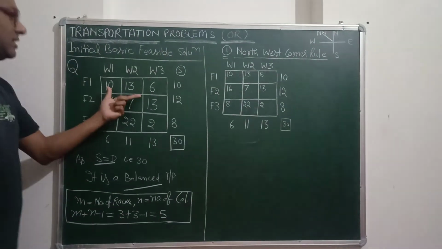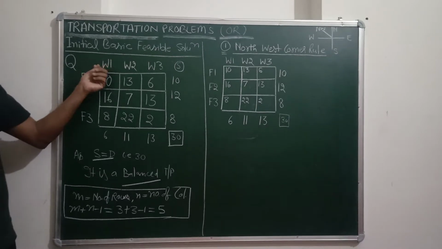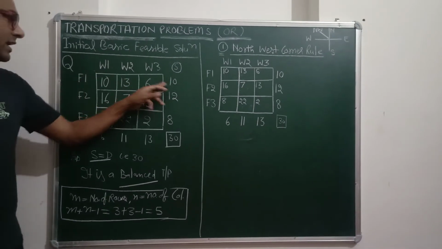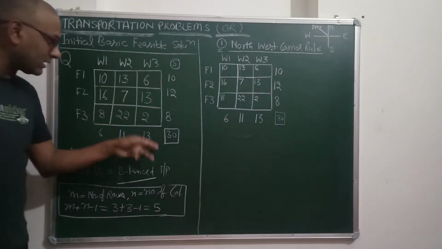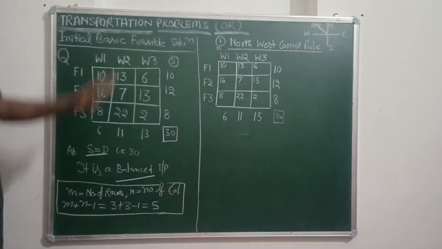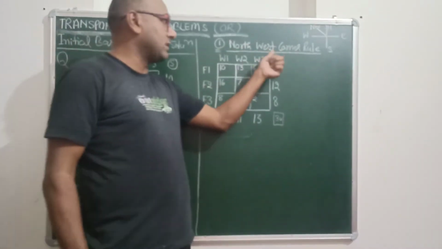So this is the given transportation problem. These are the 3 factories, F1, F2, F3, and these are the 3 warehouses. These are the supplies from different factories, and these are the demands for different warehouses. Before starting the question, first we will utilize the first method, the northwest corner rule.